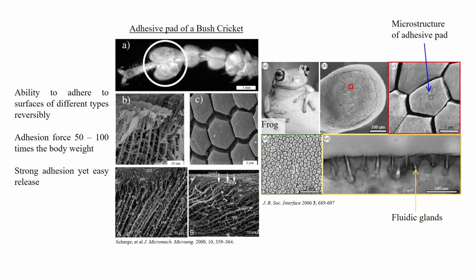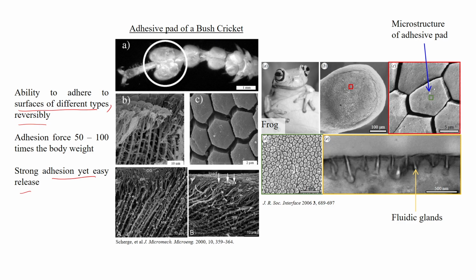We are excited about this because in nature many animals have adhesive pads on their feet by which they can stick to different surfaces. They have to do it reversibly, because they need not only strong adhesion to a surface but also easy release, and then they have to adhere once again. So, the ability to adhere to surfaces of different types reversibly, with adhesion force 50 to 100 times their body weight, as with this bush cricket, the frog and the lizard, this is a lizard's feet. They are able to do that and they need to do that. So, strong adhesion yet easy release.